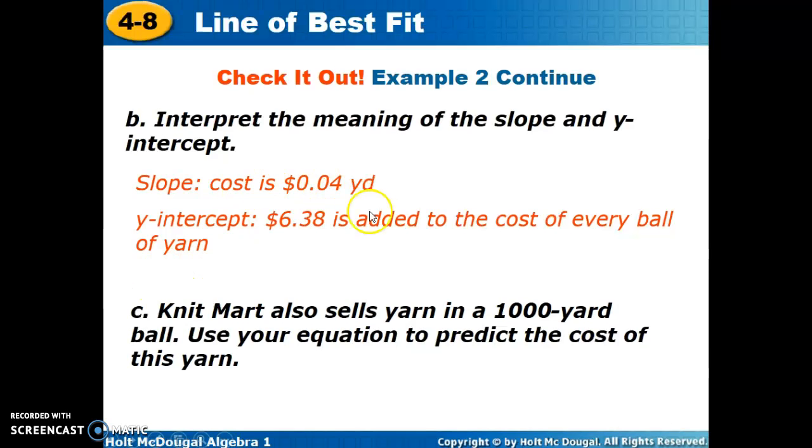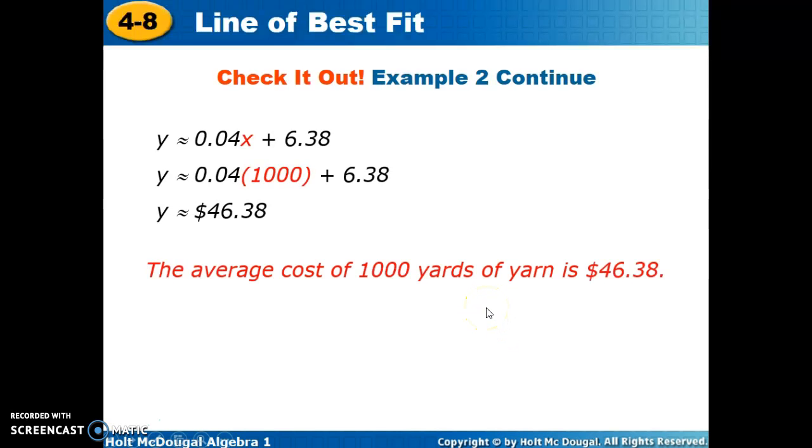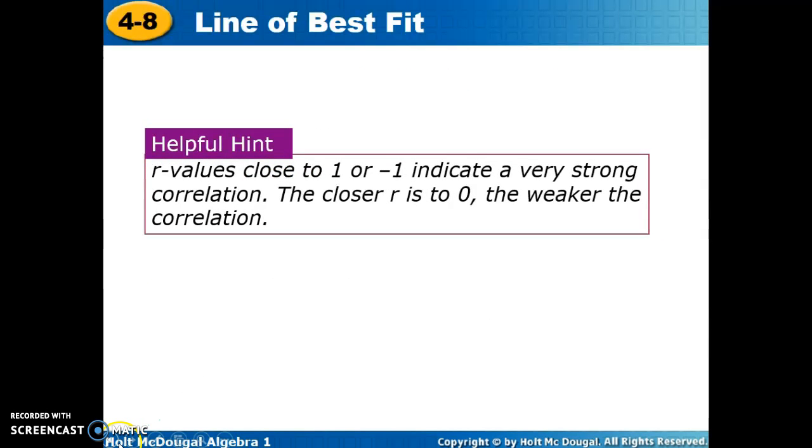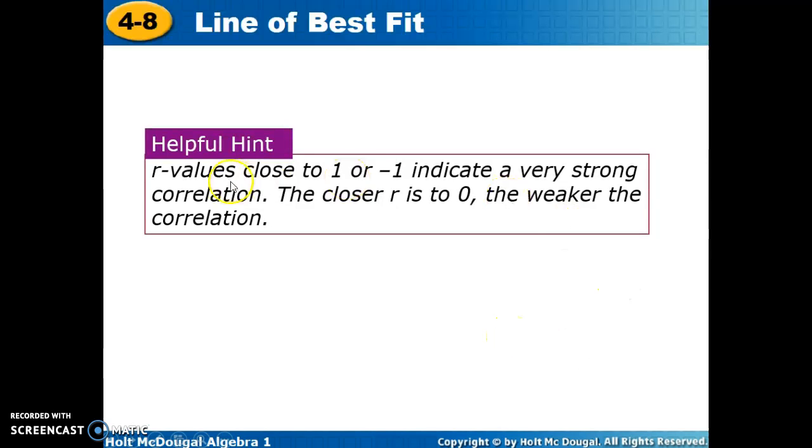The slope tells us it's about 4 cents per yard, and the y-intercept tells us that it's $6.38 is added to the cost of every ball, because that X value would be 0. The average cost of 1,000 yards would be roughly $46.38.